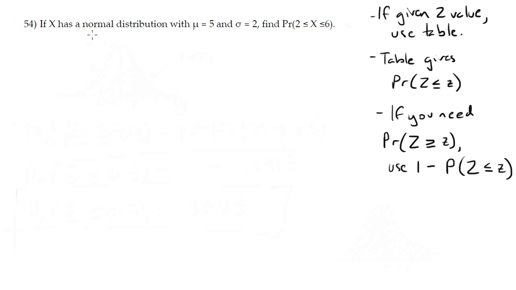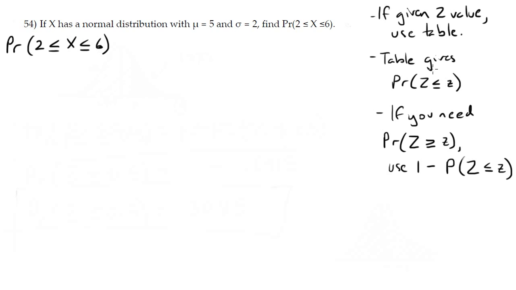54. If x has a normal distribution with mean mu equals 5 and standard deviation sigma equals 2, find the probability that x is between 2 and 6.